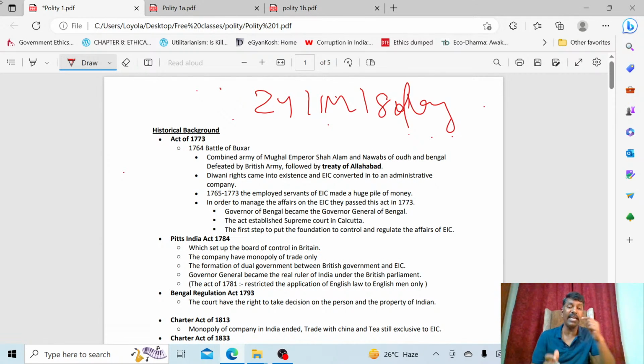First, an idea we can say: in the Battle of Buxar in 1764, the combined army of Shah Alam II, the Nawab of Oudh, and the Nawab of Bengal, Mir Qasim and Shuja-ud-Daula, all these people together tried to defeat the British army, but the result came in favor of the British. After that, in 1765, the Treaty of Allahabad followed the Battle of Buxar. Based on that, a new process in the name of dual government, a diarchy, came into existence. So this is the beginning.